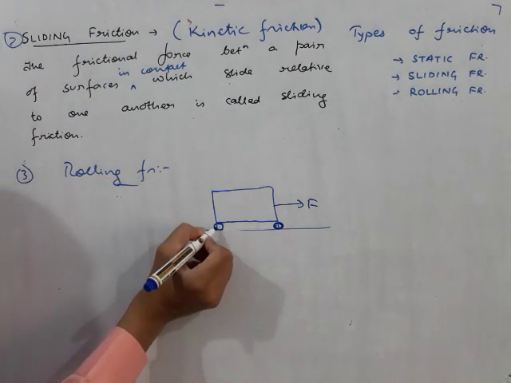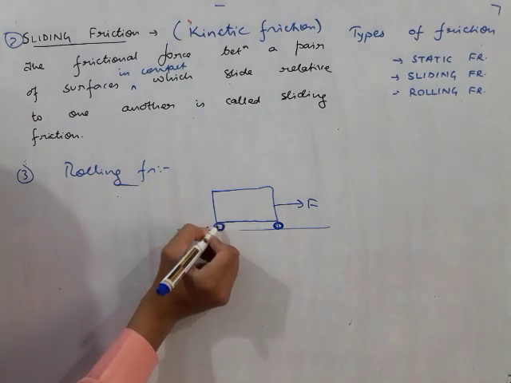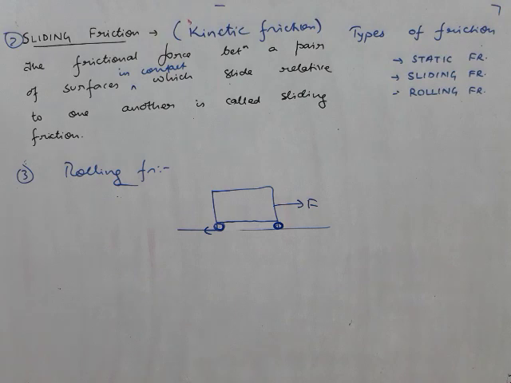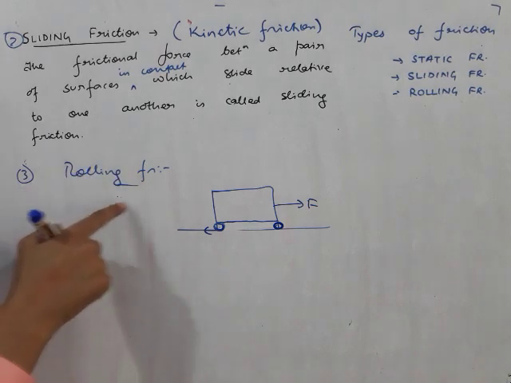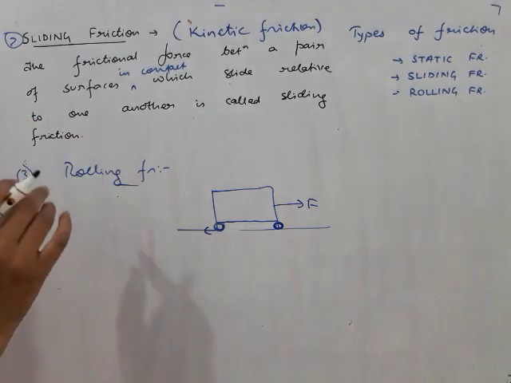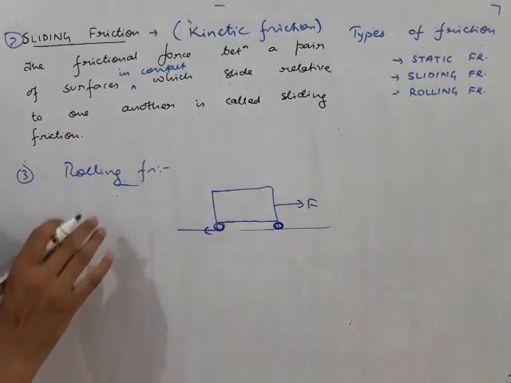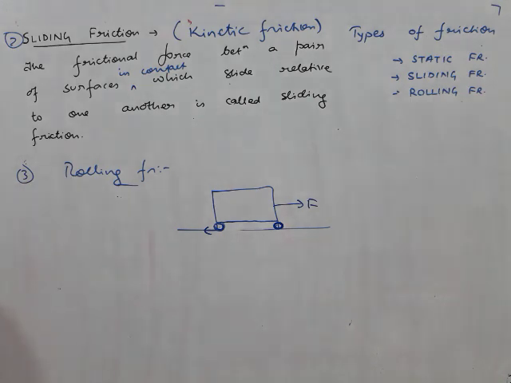The kind of friction that operates between a wheel and another planar surface is referred to as rolling friction. Clear? So how will you define it? The frictional force between a pair of surfaces when one surface rolls over the other is called rolling friction. So that goes as the definition for rolling friction.